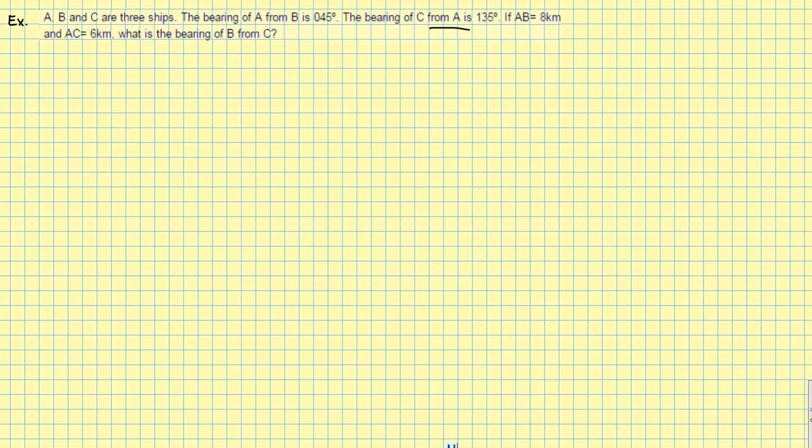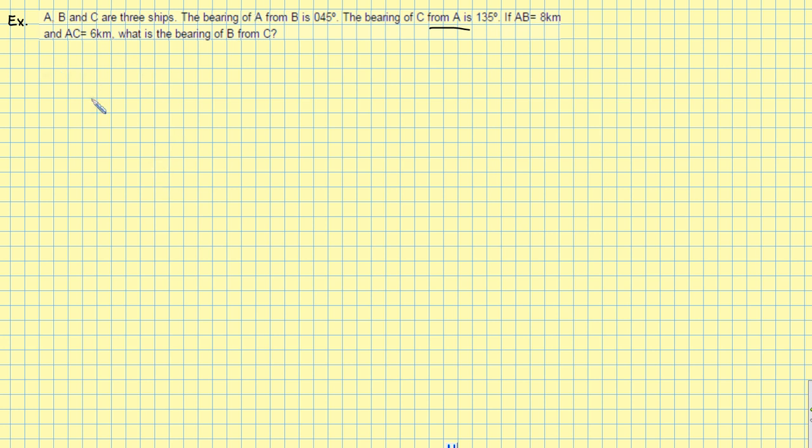All right. Let's just take a look very quickly at a couple of examples. One of the examples that I'm going to look at with you is: we've got A, B, and C, three ships, and the bearing of A from B is 45 degrees. The bearing of C from A is 135, so that if AB is 8 kilometers and AC is equal to 6, what's the bearing of B from C?